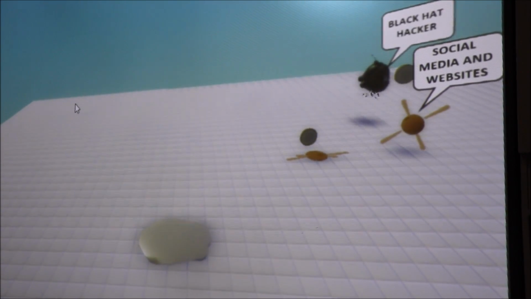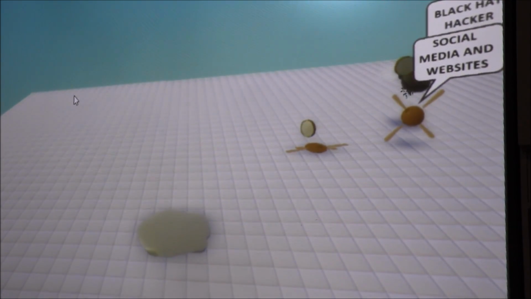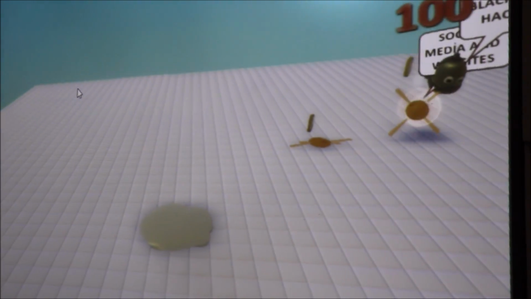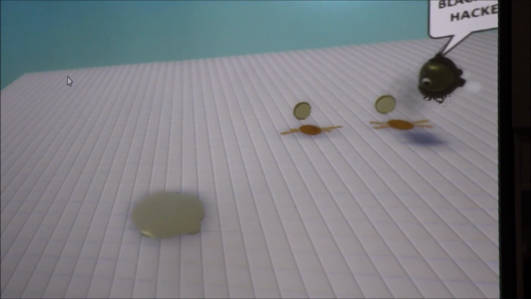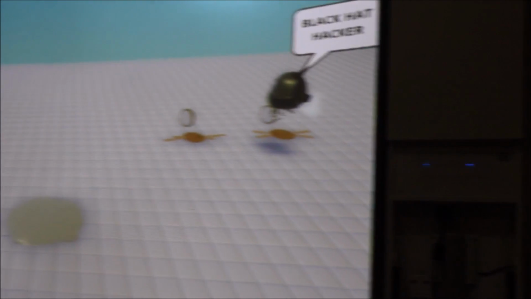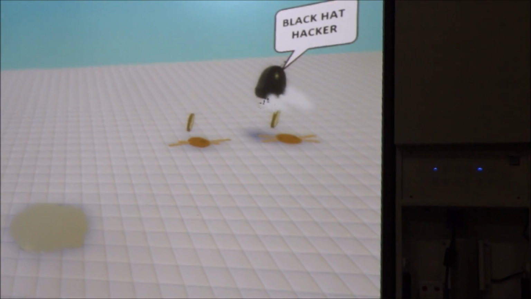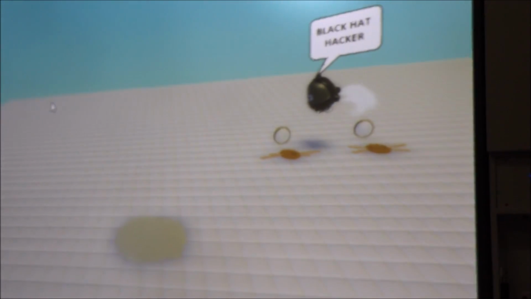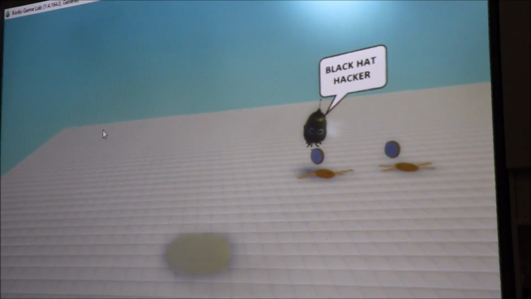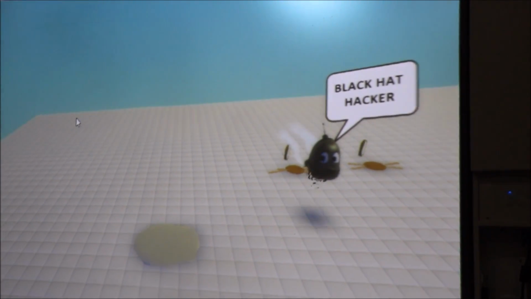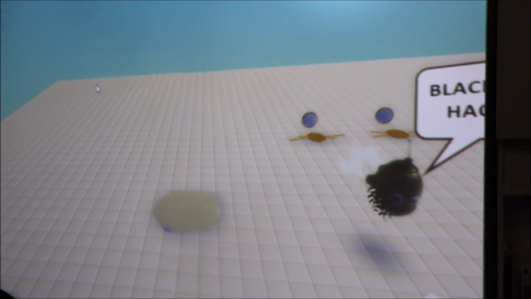Basically, I'm trying to depict that black hat hackers cause a lot of harm to social media websites and other websites and even banks and companies by hacking into the accounts of different people so that they are able to utilize the money or the data for their own good. These are called unethical hackers.